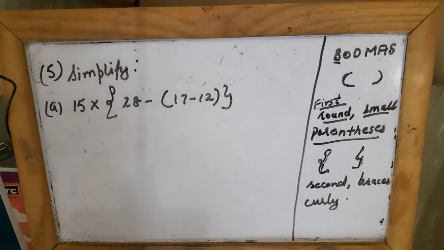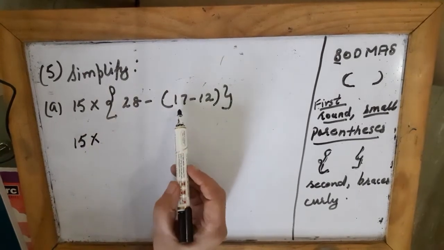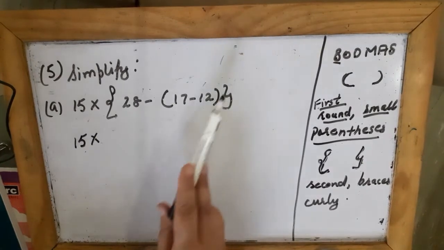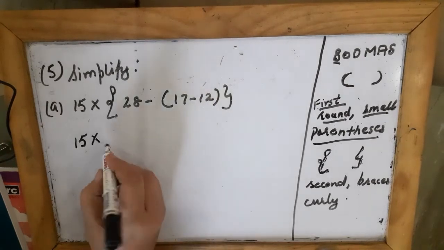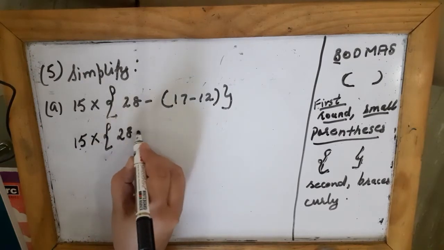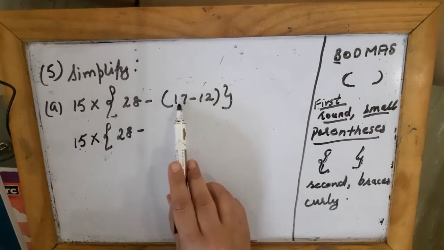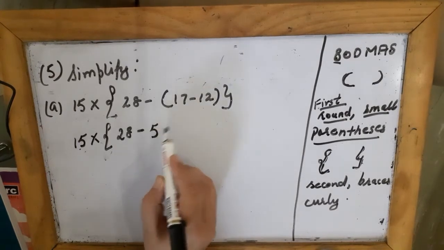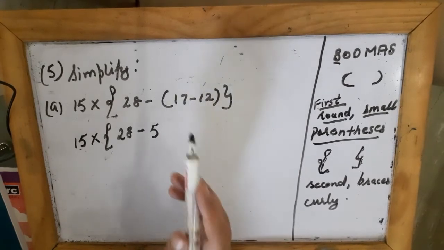Okay, now look at this. We will start solving it. So 15, this will remain the same. According to the BODMAS rule, I have to solve the brackets first, and among the brackets I have to solve the small bracket first. So the rest of the things will be same. So 15 into 28 minus, now come to the small bracket. Inside the small bracket you can see it's 17 minus 12. So what is 17 minus 12? It is 5. So I have solved the bracket, and I can now remove it.